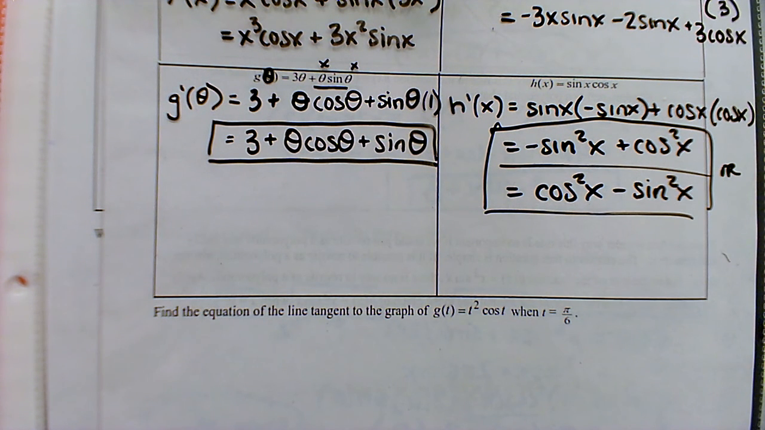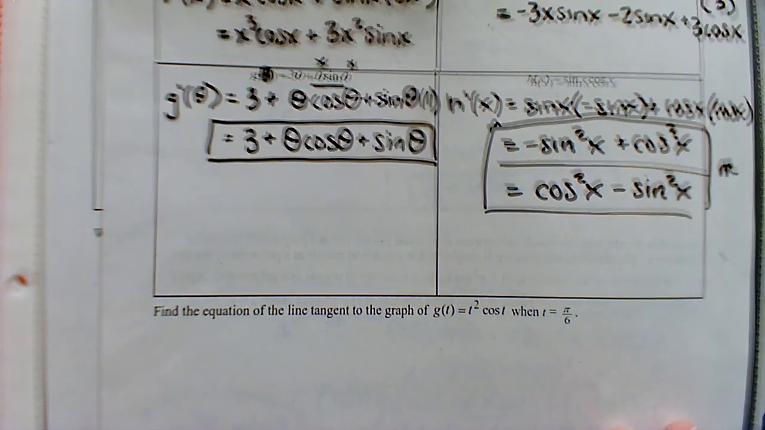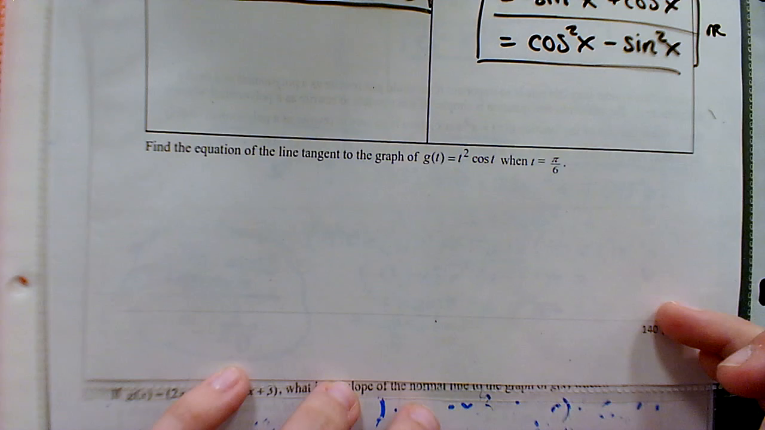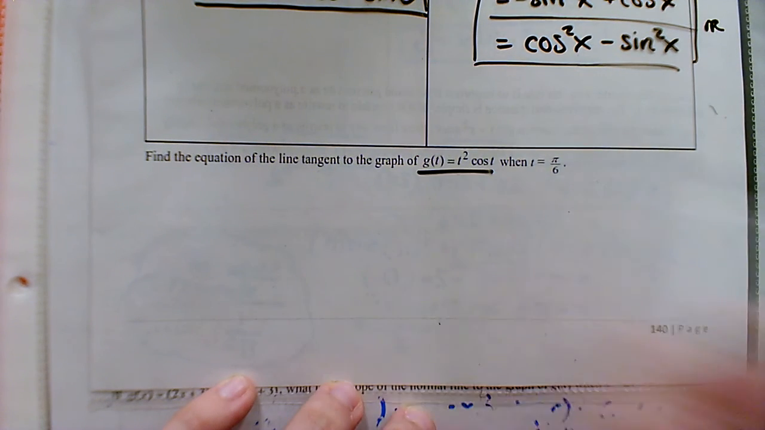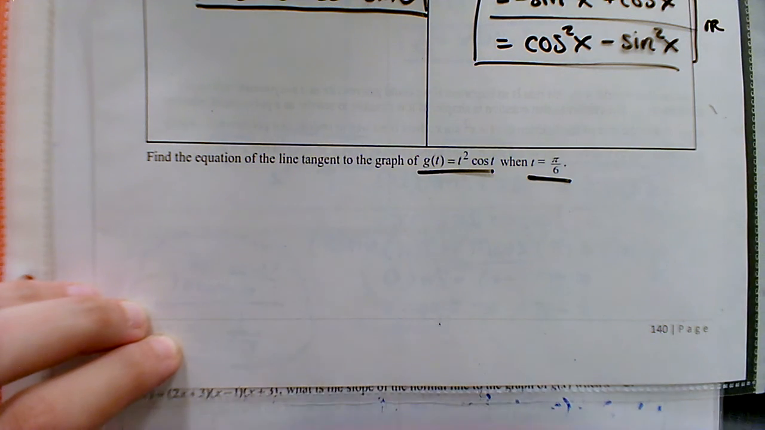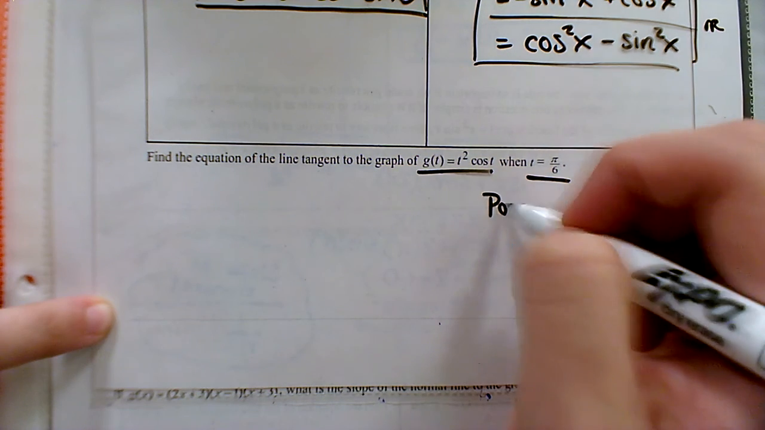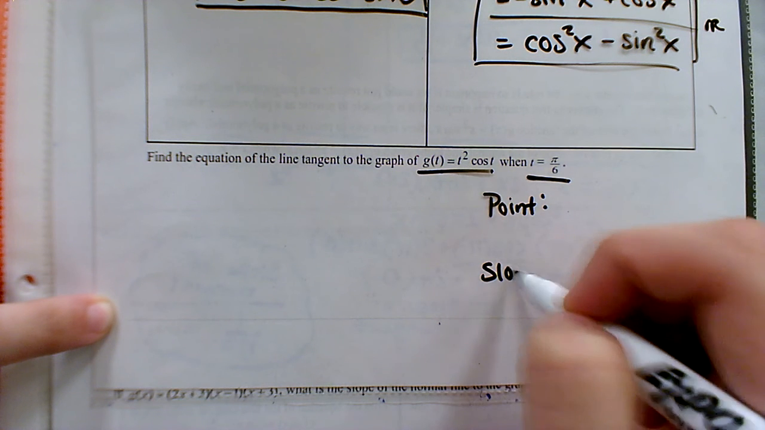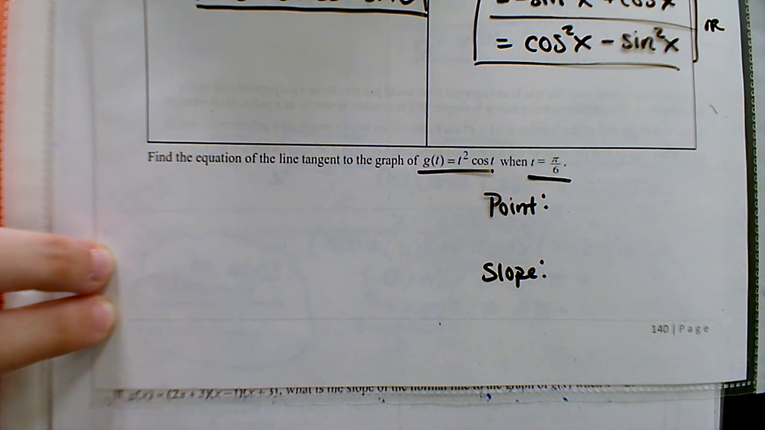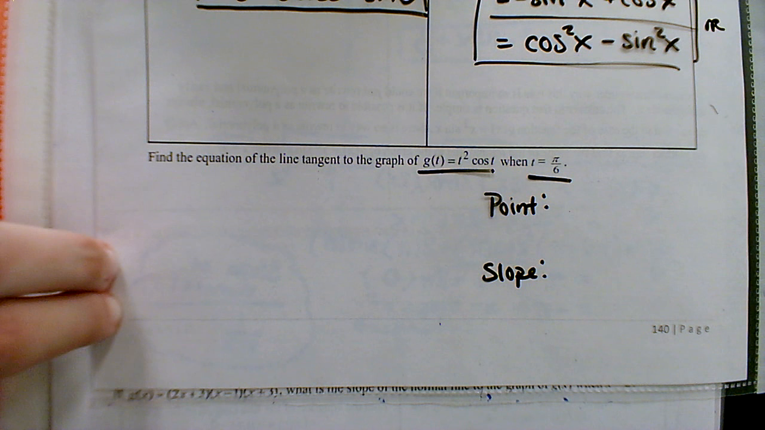How'd you do? Okay. Let's check out a product rule in terms of a question we're already used to answering. Find the equation of a tangent line from this function at this point. What information do you need to know to write the equation of a tangent line? Any line for that matter. A point and a slope. Okay, so maybe we'll write that off to the side. We need a point and a slope. Where does the point come from? Or where does the slope come from? What do we use to help us figure out those two pieces that we have to know?